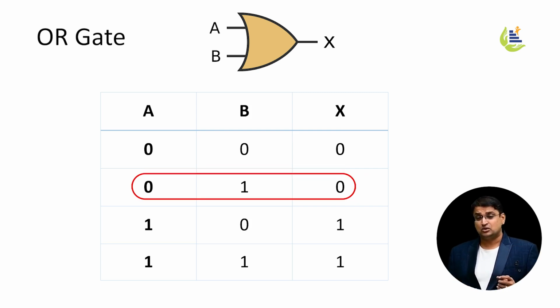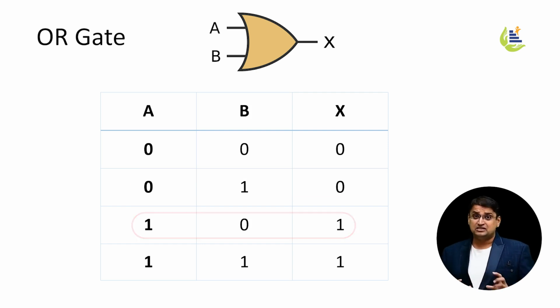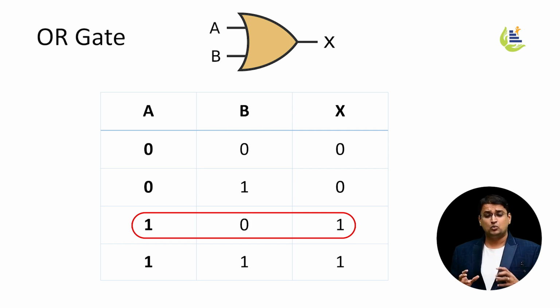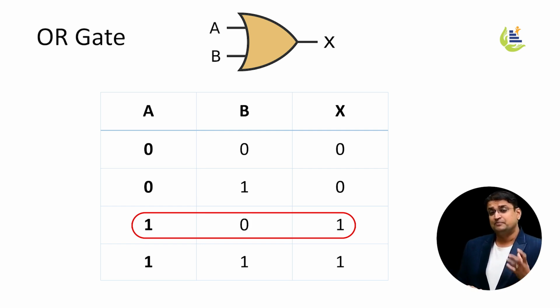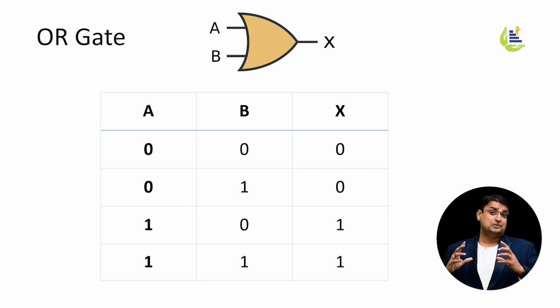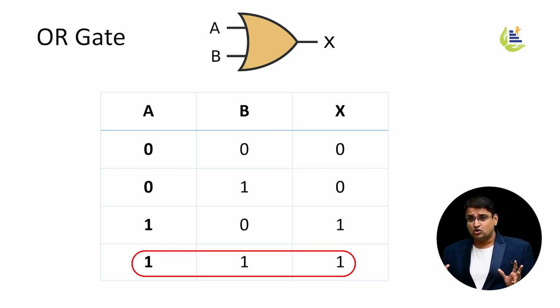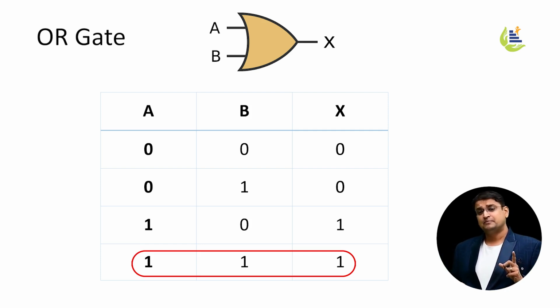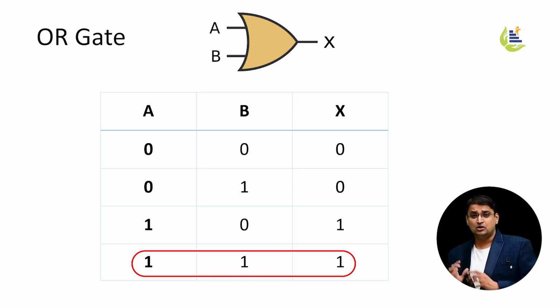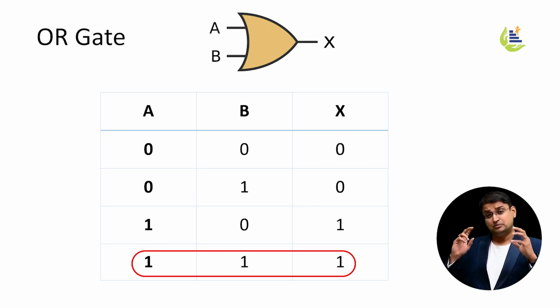Let's take another situation. A is 0 and B is 1. Here, one of the inputs is 1, so the OR operation results in 1. That is true. Let's take one more situation. A is 1 and B is 0. Here, one of the inputs is 1, so the OR operation results in 1. That is true. One more situation can be there. A is 1 and B is also 1. Both inputs are 1, so the OR operation results in 1. That is true. So the output is 1 if either or both of the inputs are 1. The only time the output is 0 is when both inputs are 0.